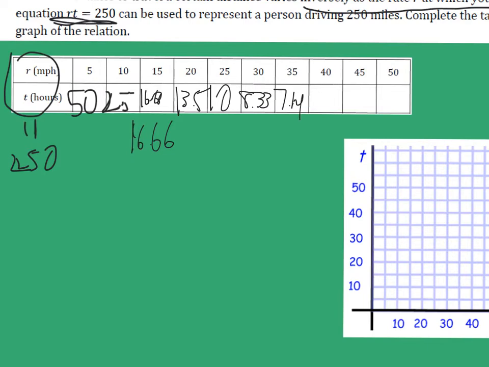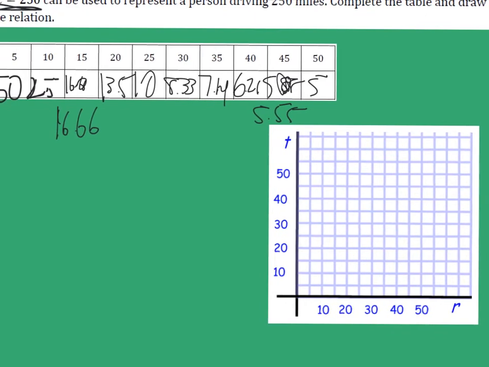250 divided by 40 is going to be 6.25. 250 divided by 50 is going to be 5. 250 divided by 45 is going to be 5.55. Sorry, that's 5.55.